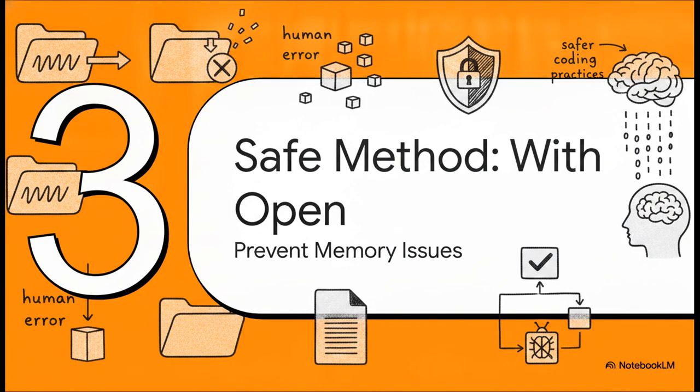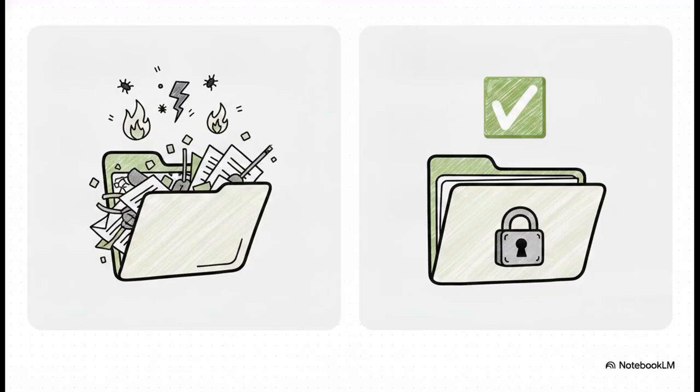Moving right along to Section 3, the safe method using with open. The old way of opening files required you to manually type file.close at the end of your script. And if you forgot, that file just stayed open in your system's memory, which is a massive recipe for application crashes or data corruption down the road. The new way, using the with open as file statement, handles this for you. Once Python finishes executing your block of code, it automatically and safely closes the file. It's a real game changer because it completely eliminates the risk of forgetting.